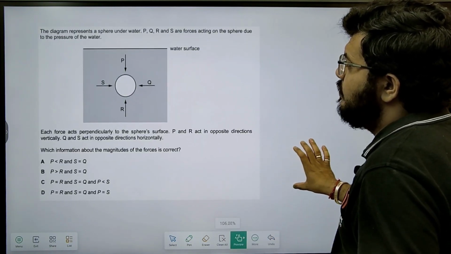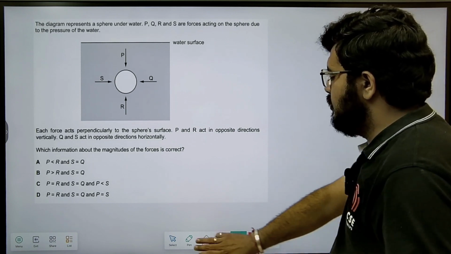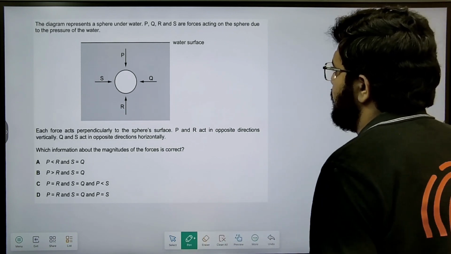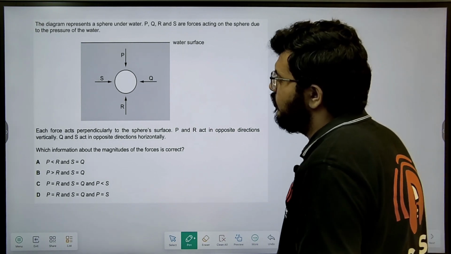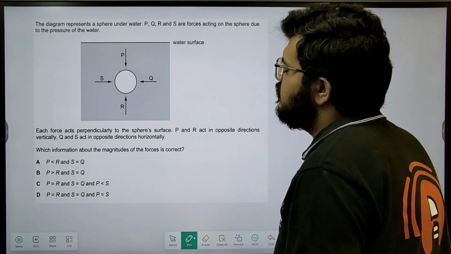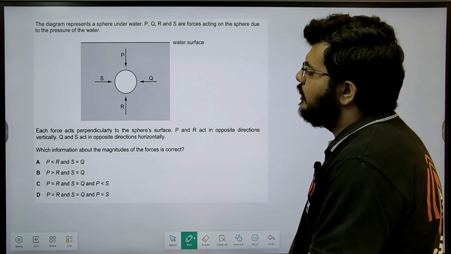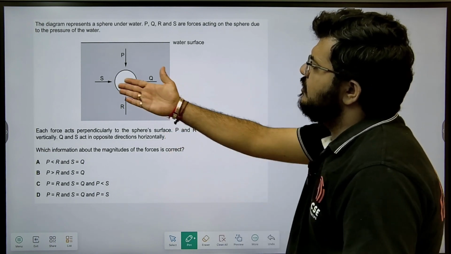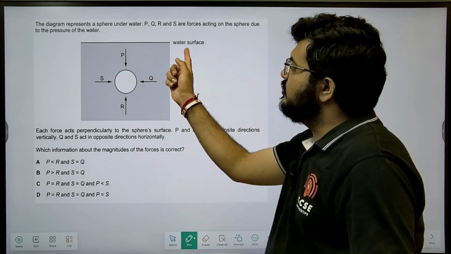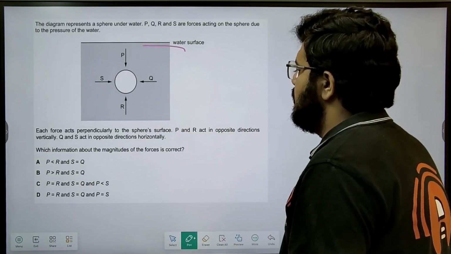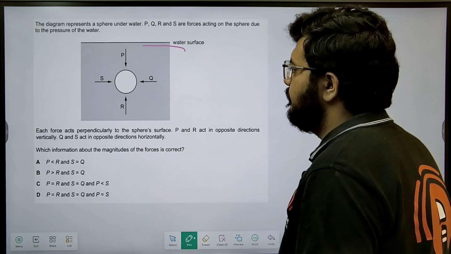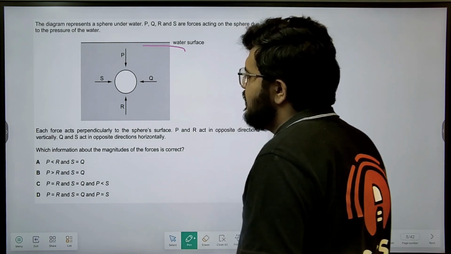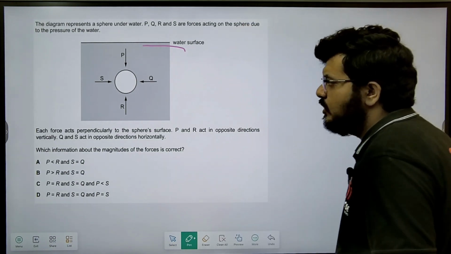Then what do we have? A diagram represents sphere underwater. P, Q, R and S are forces acting on the sphere due to pressure of the water. Each force acts perpendicularly to the sphere surface. So let's say there was a window, I could see this is happening. This is the water surface. P and R act in opposite directions vertically. Q and S act in opposite direction horizontally.